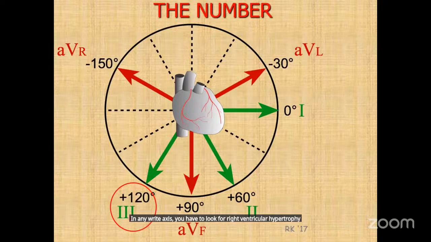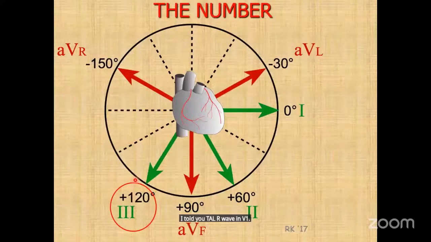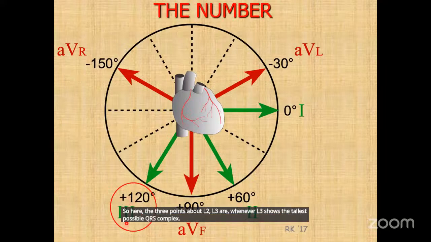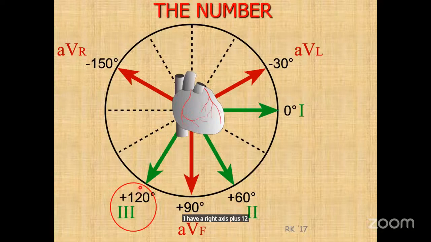How to look for right ventricular hypertrophy? I told you tall R wave in V1. So that is a right ventricular hypertrophy. So here, the 3 points about L2, L3 are, whenever L3 shows the tallest positive QRS complex, I have a right axis plus 120. I have to look for right ventricular hypertrophy, which is a commonest cause.